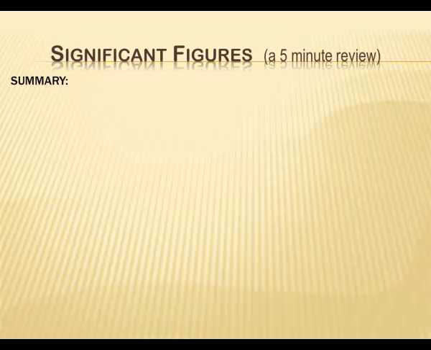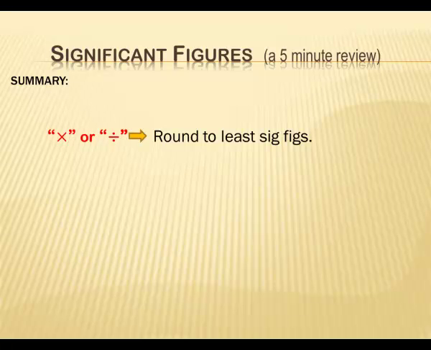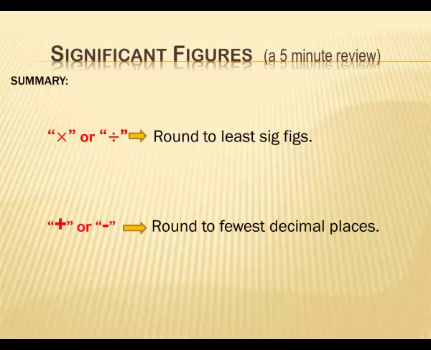Okay, so let's quickly summarize. For multiplication and division, use significant figures and round to the least sig fig. However, for addition and subtraction, round to the fewest decimal places.